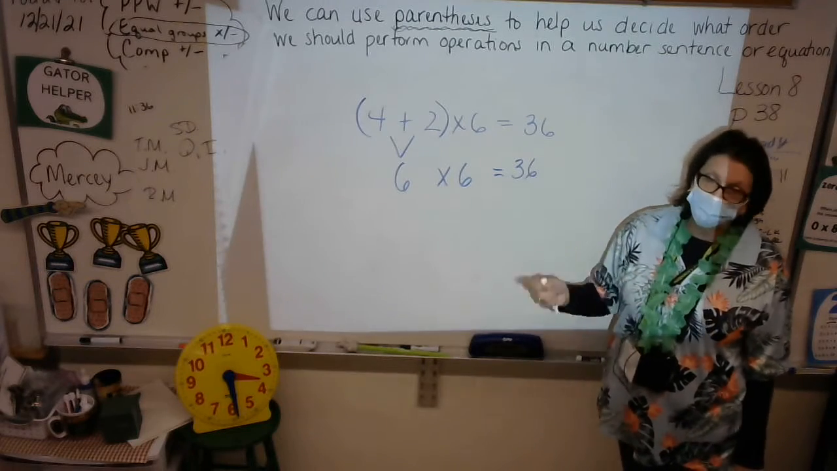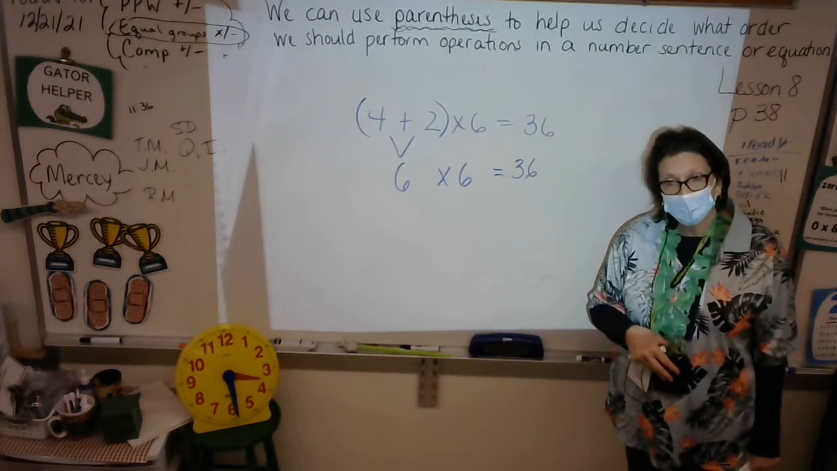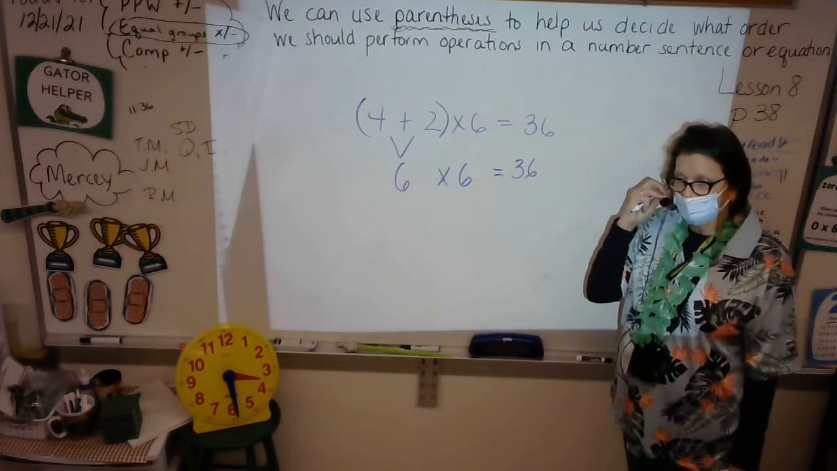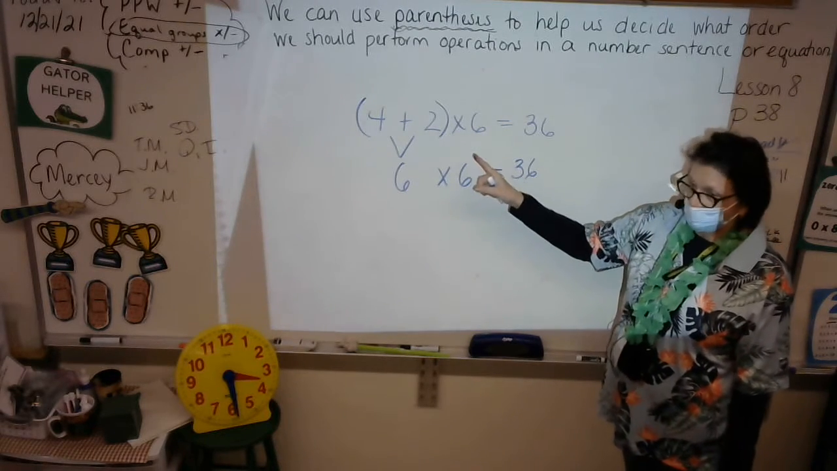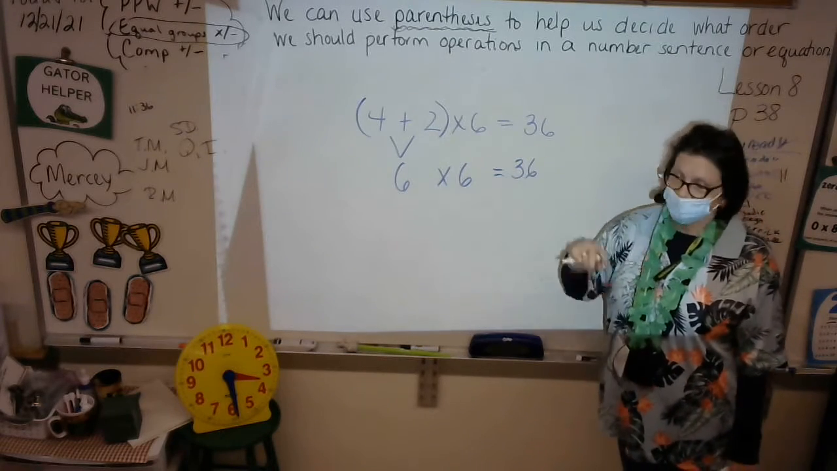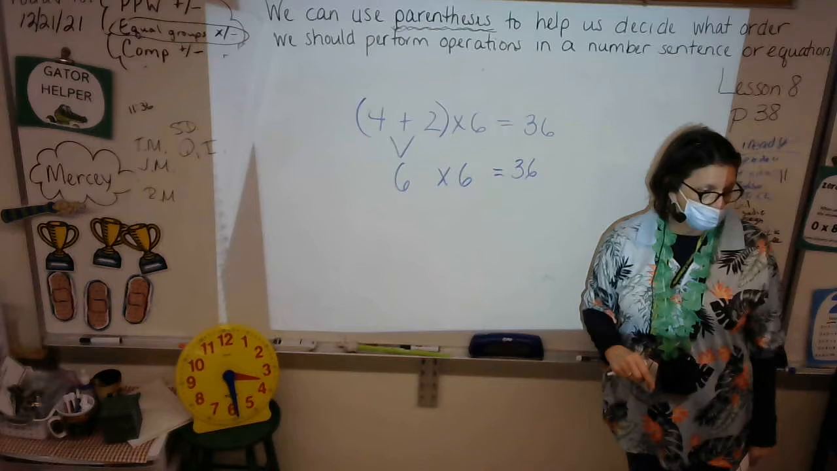6 times 4 is 24. 6 times 8 is 48. So remember, there are a lot of your 6s that rhyme. So the only way we can get this expression to equal 36 is if we put the parentheses around the 4 plus 2. Do we all agree?